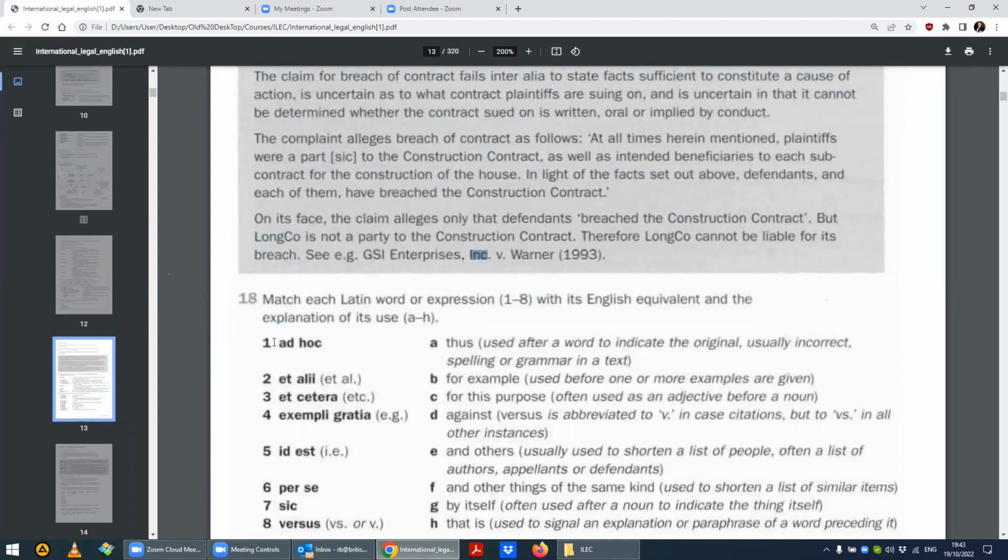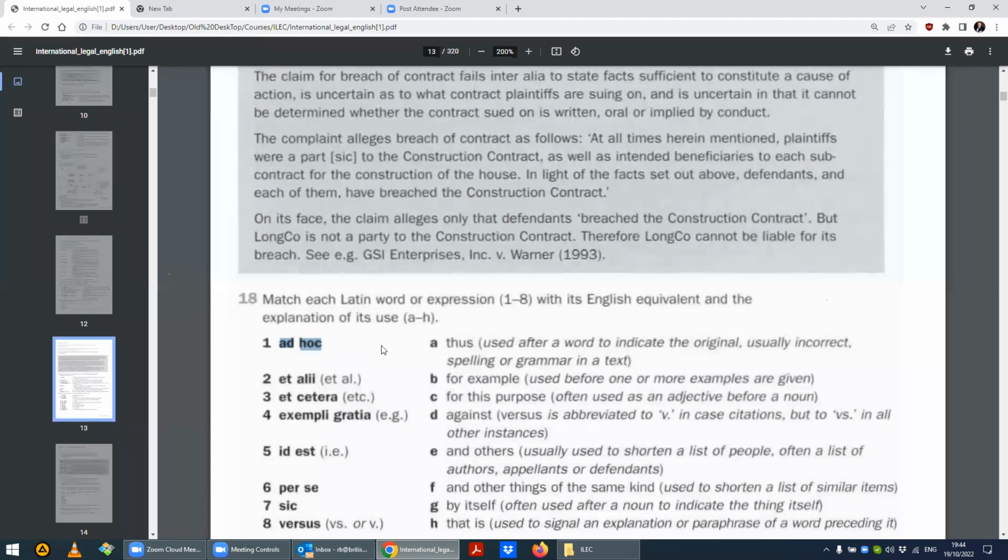What does, for example, ad hoc mean? An ad hoc committee. What does an ad hoc committee mean? Is it A, B, C, D, E, F, G, or H? Well, let me tell you, okay? Ad hoc means for one purpose only.